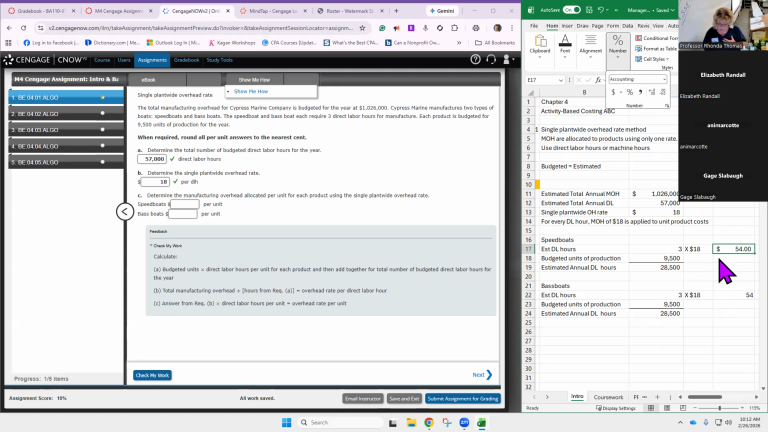Actually, I'm going to leave that with 2 decimals because that helps us think that they're in dollars better, in my opinion. Because these were identical, does it surprise you that the overhead is being applied the same? It shouldn't.